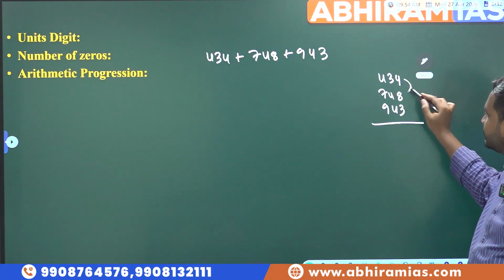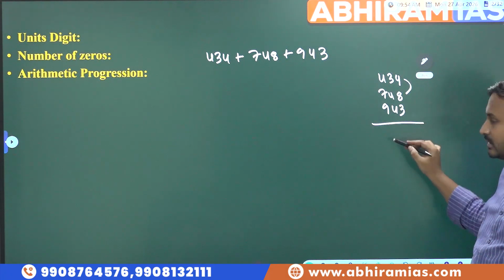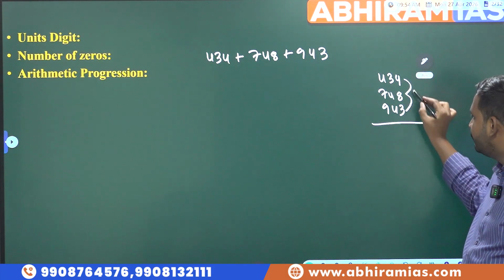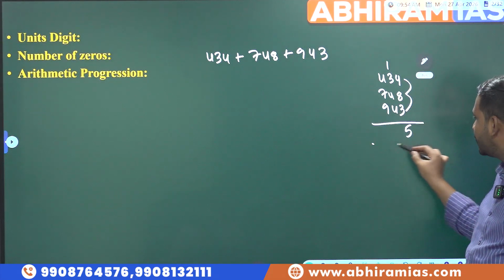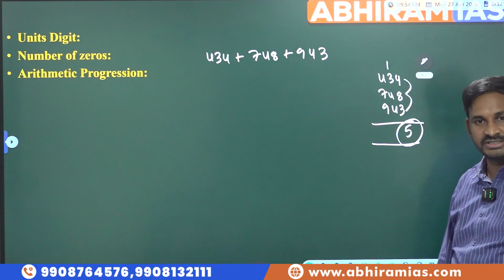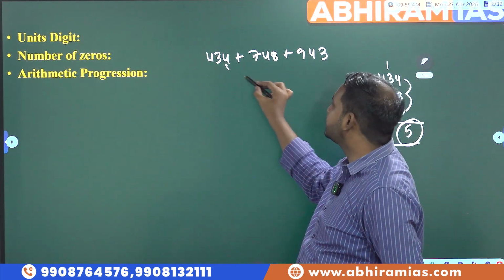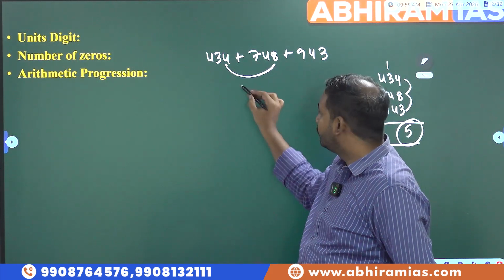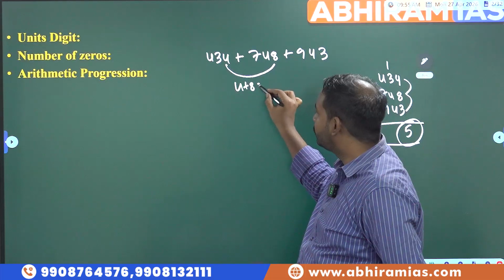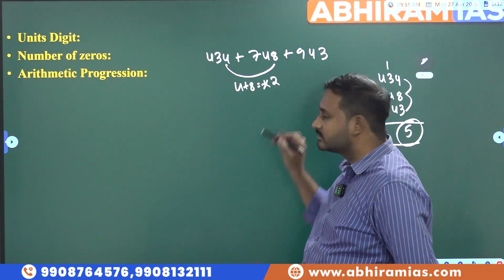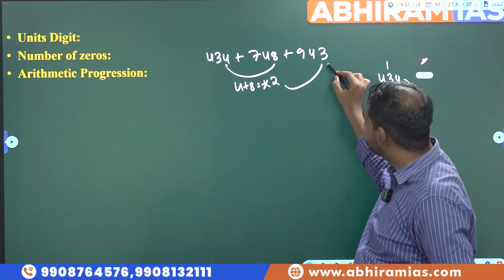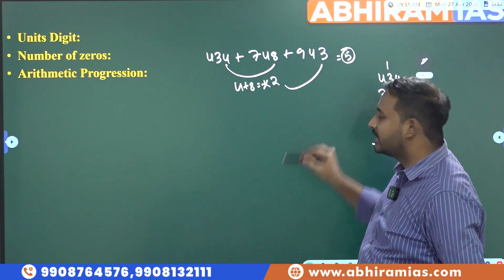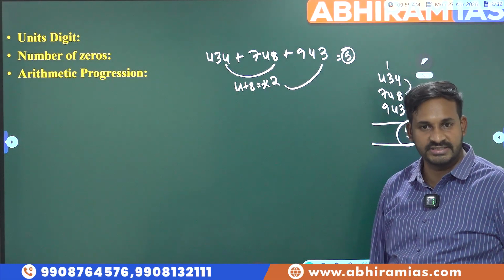So 4 plus 8, 12. 12 plus 3, 15. 1 will go as carry and 5 will come at the units place, right? So we only concentrate on the digit present at the units place. Now similarly see here, 4 plus 8 is 12. We will not bother about 1. We will only continue with the 2. 2 plus 3 is 5. That is the units digit.